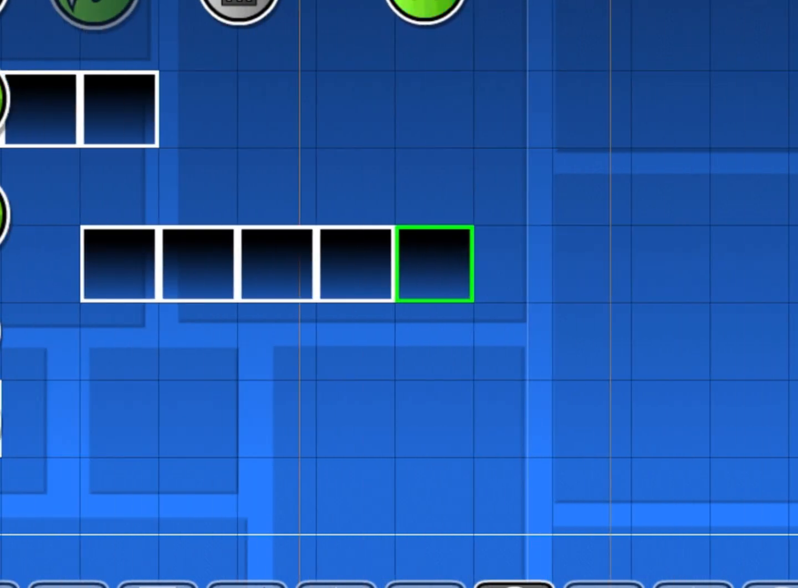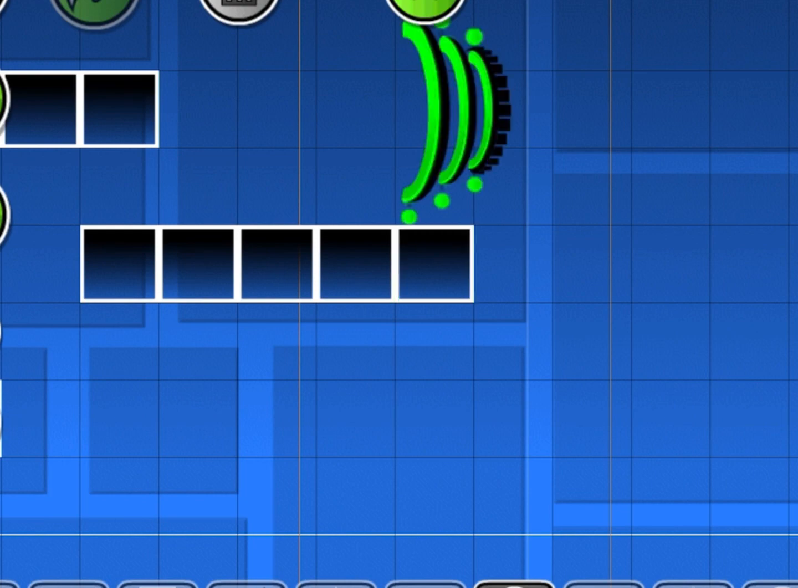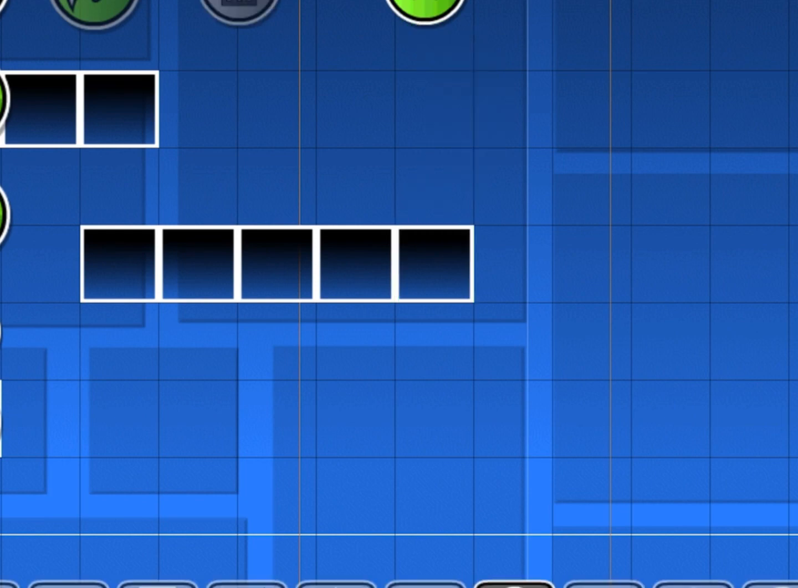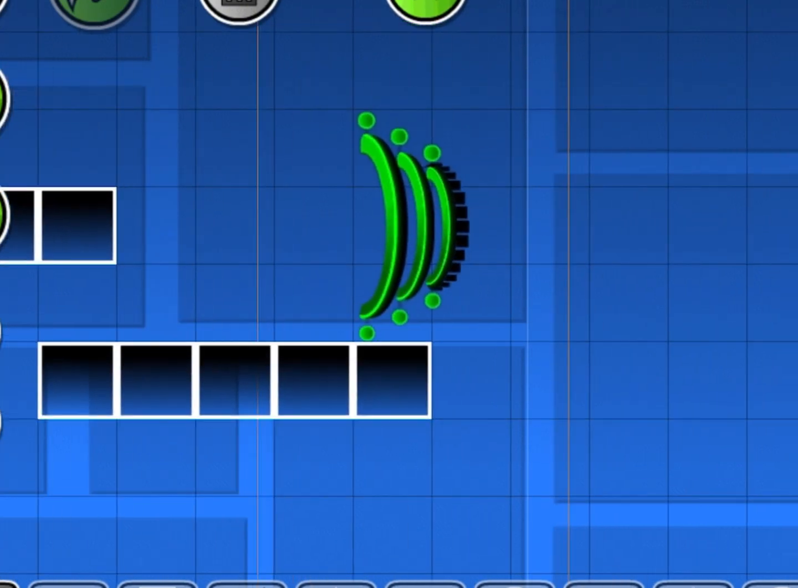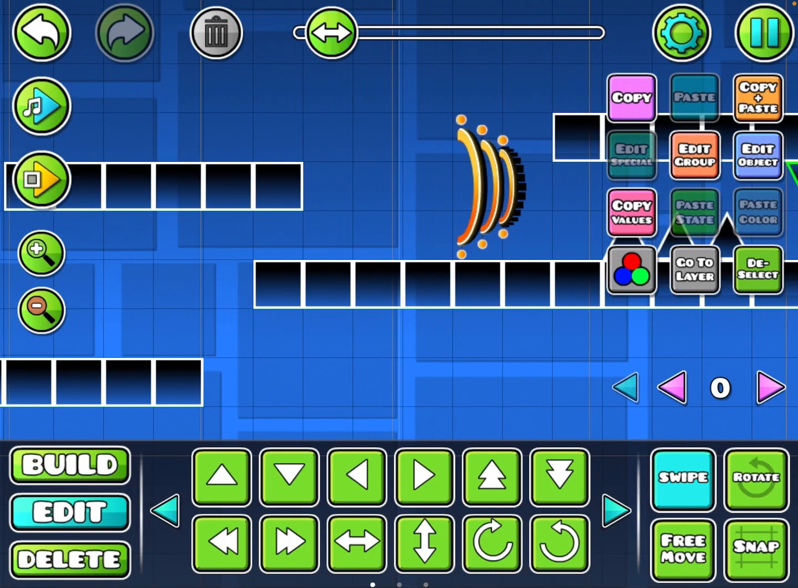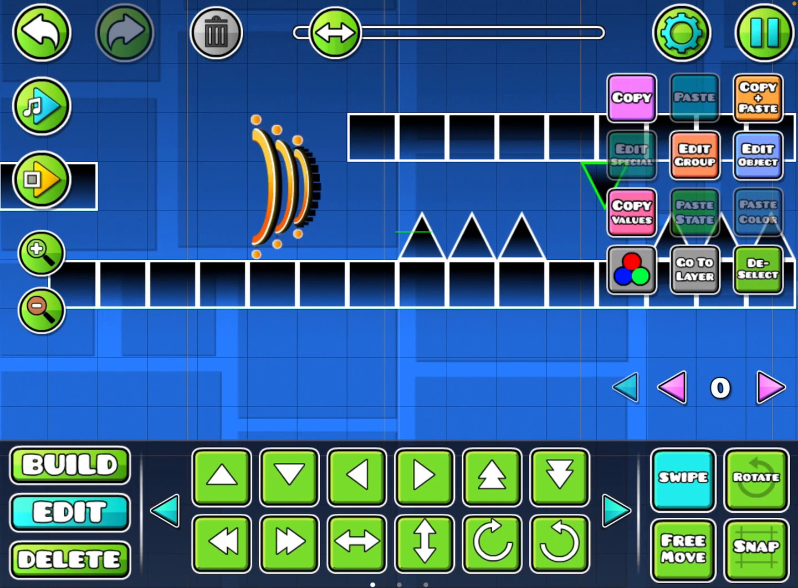Okay, and then because I love mirror portals, I'm going to put a mirror portal here. And then suddenly make it extremely hard ball. Okay, maybe I need to make this easier because it's supposed to be a pretty easy level.